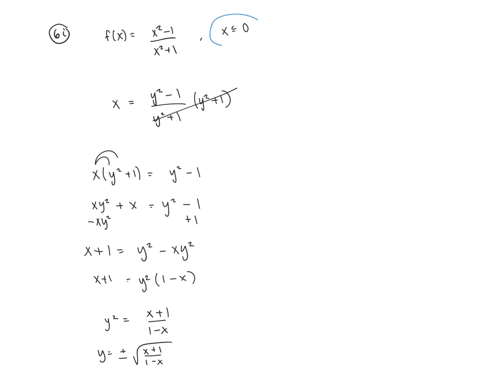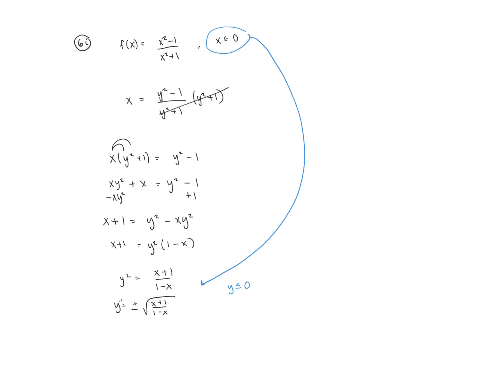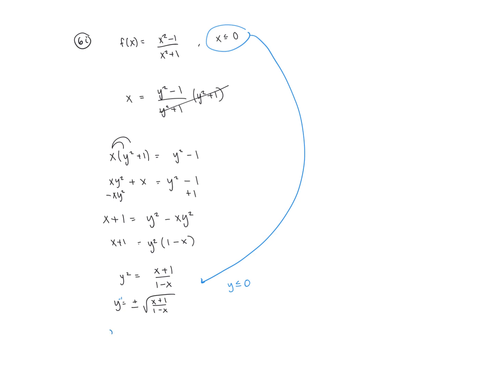Now, since the domain is x is less than or equal to 0, that means that the range of the inverse, this is the inverse function, the range of the inverse is y is going to be less than or equal to 0. And so y needs to be negative. So my inverse function is going to be negative square root of (x plus 1) over (1 minus x).